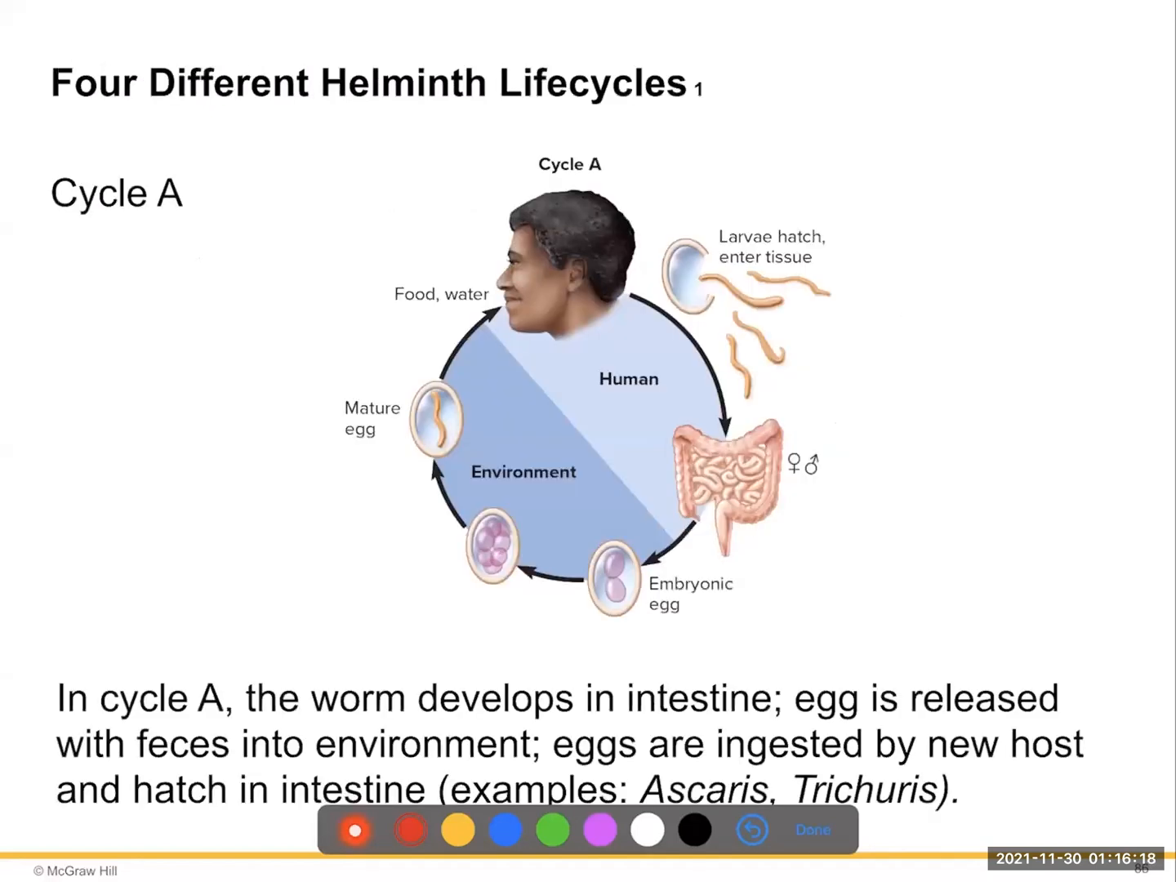This is four different helminth life cycles. This is the first one, cycle A. Okay, in cycle A, the worm develops in the intestine and eggs are released with feces into the environment. Eggs are ingested by a new host and hatch in the intestine.